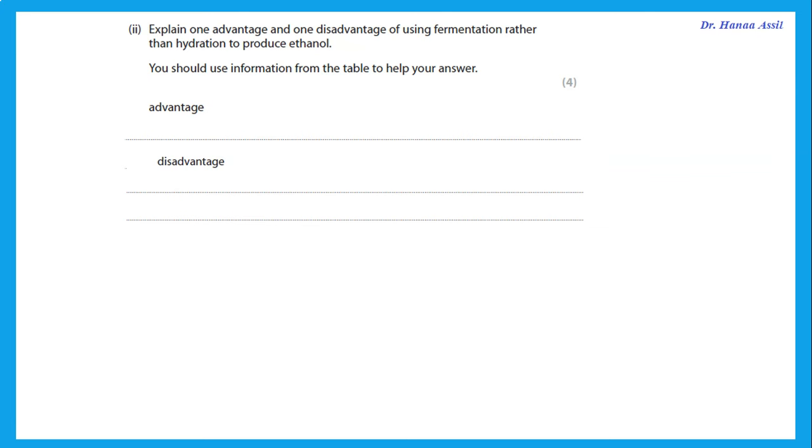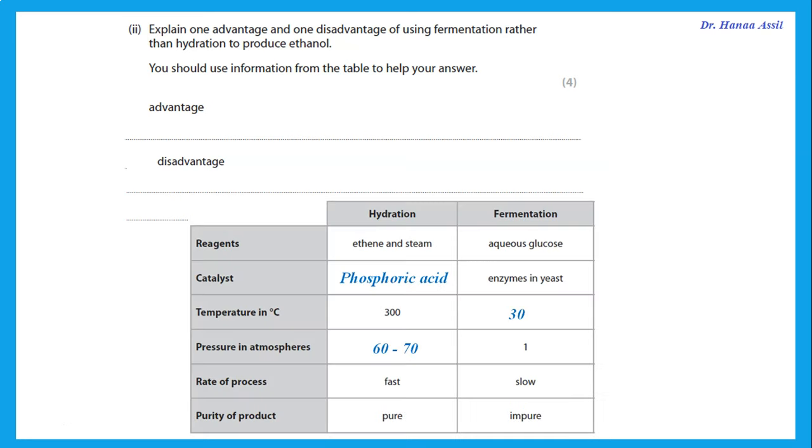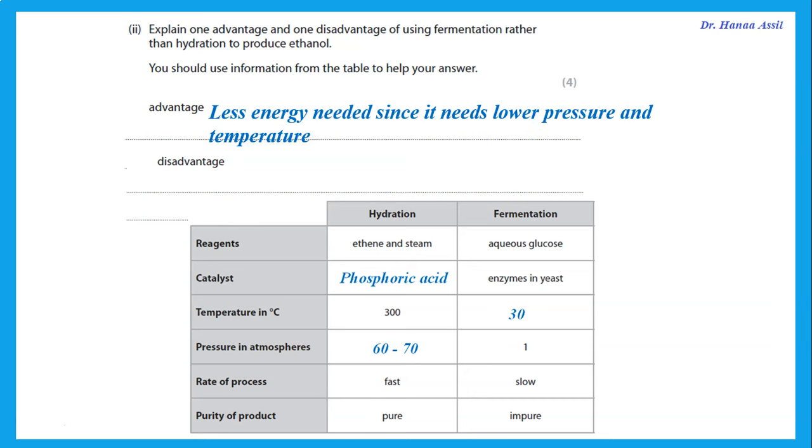So when he says, explain one advantage and one disadvantage of using fermentation rather than hydration. So we're talking about fermentation. What is the advantage and what is the disadvantage? And he says you should use information from this table. So what is the advantage of using fermentation? Remember that we use fermentation, we use glucose. Where do we get glucose from? We get it from sugar cane, and that's a renewable resource. So that's actually one of the advantages of fermentation. But he says I should use the information from the table.